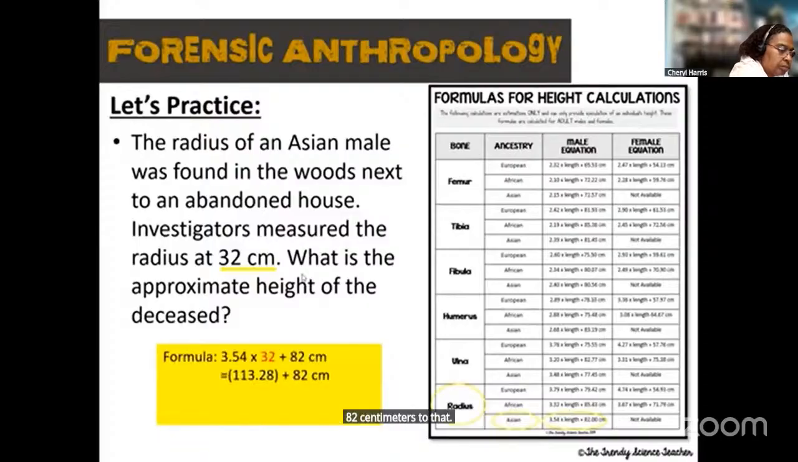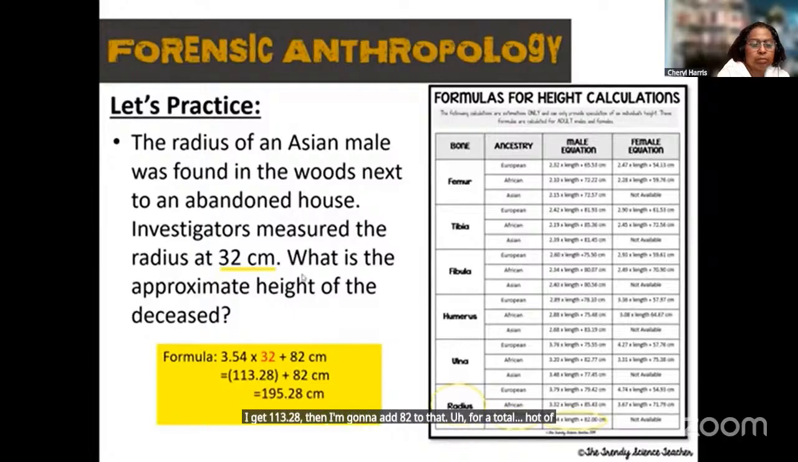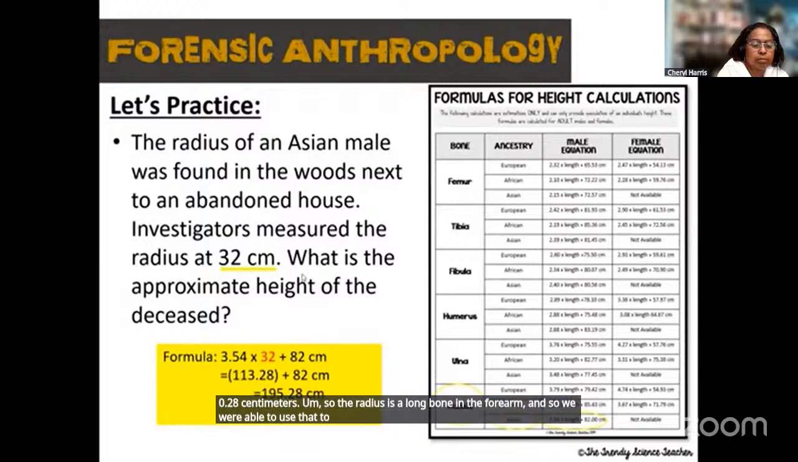So when I plug that in, I get 113.28. Then I'm going to add 82 to that for a total height of 195.28 centimeters. So the radius is a long bone in the forearm. And so we were able to use that to determine that this person is approximately 6 foot 4 inches.